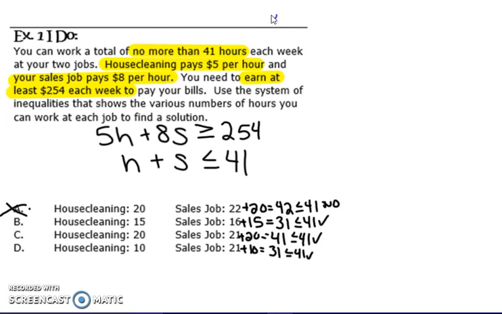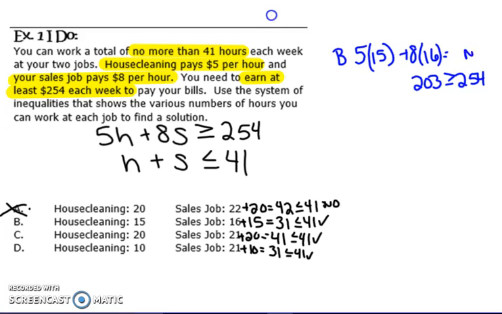So I'm going to start with letter B, and I'm going to say 5 times my housekeeping hours of 15 plus 8 times my sales hours of 16. Well, that's going to give me a total of $203. So the question is 203 greater than or equal to 254? Well, no, it's not. So B does not work.